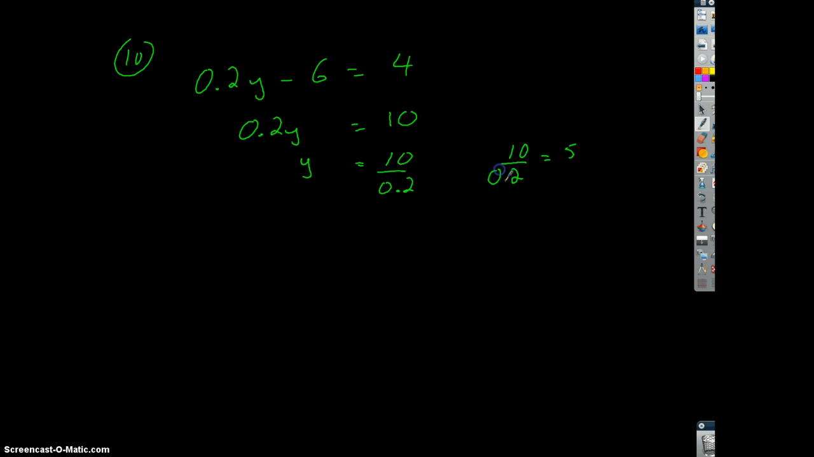So 10 divided by 0.2, if you can see that 0.2 is much smaller than 2, so it's got to go into 10 that many more times. That's 1/10 of 2, so the answer is going to be 10 times more than 5, which is 50. We need to check our answer. 0.2 times 50 minus 6. 0.2 times 50 is 10 minus 6, and that equals 4.